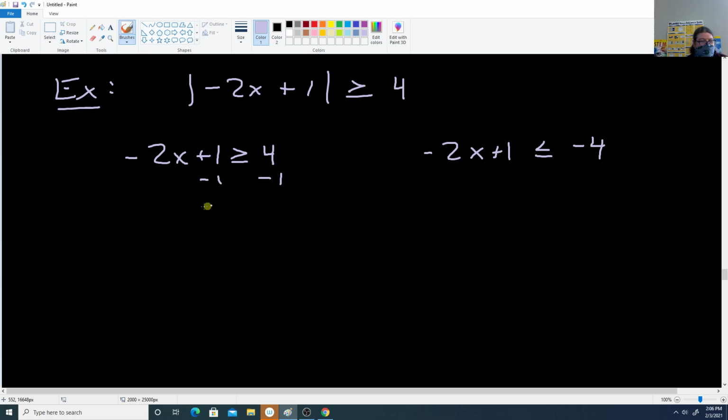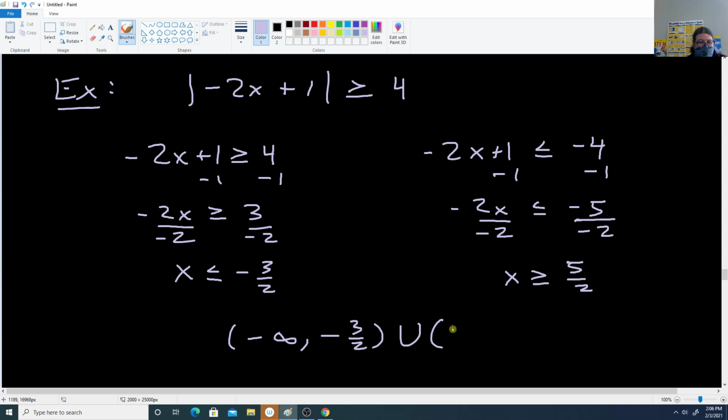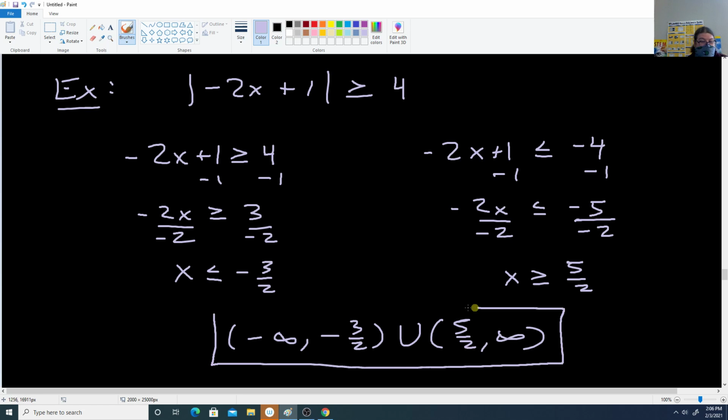So here we'll subtract 1, we'll get negative 2x is greater than or equal to 3. We'll divide by negative 2. This will flip the inequality. So we'll get x less than or equal to negative 3 halves. This side we subtract 1, we get negative 2x is less than or equal to negative 5. Divide by negative 2. Dividing by negative flips the inequality direction. So I get x is greater than or equal to positive 5 halves. So when I write this out, it's negative infinity up to negative 3 halves, union 5 halves up to infinity. And that will solve that one.